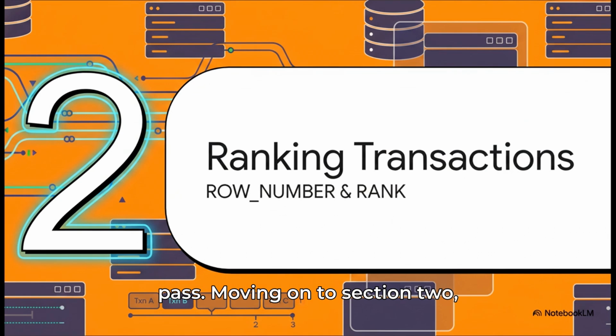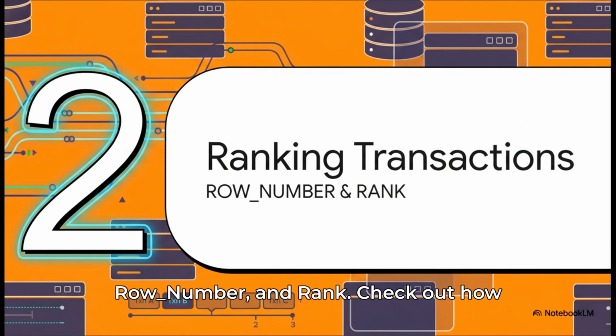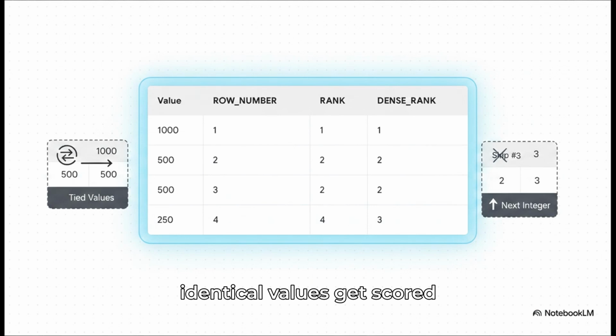Moving on to Section 2, ranking transactions, row_number and rank. Check out how identical values get scored differently depending on the function you use. Say we have two rows tied at a value of 500. Row number assigns a strict deterministic sequence 1, 2, 3, 4. It literally doesn't care about ties at all.